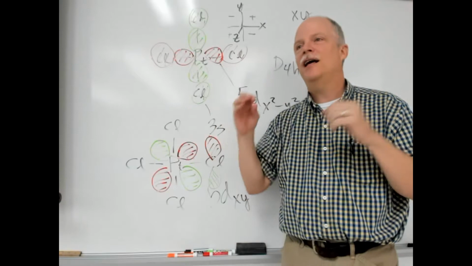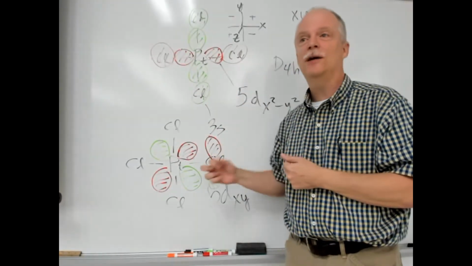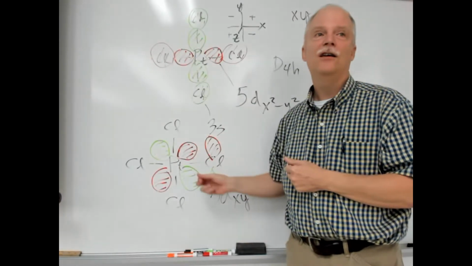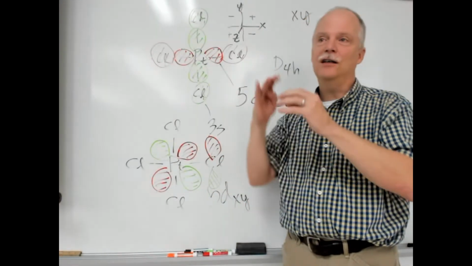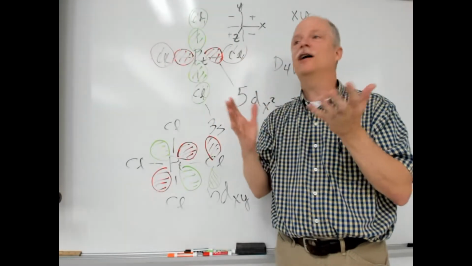What's the big deal about that? Well, once I know the row, then I can do the selection rules. And I can tell if spectroscopy can interact. If I can see light come in and cause the electron to jump from this orbital to that orbital, it tells me all about its interaction with light.